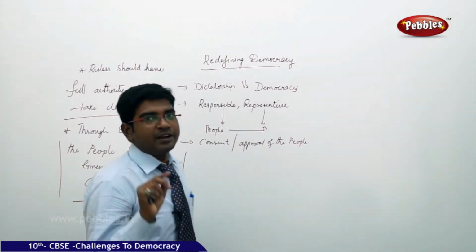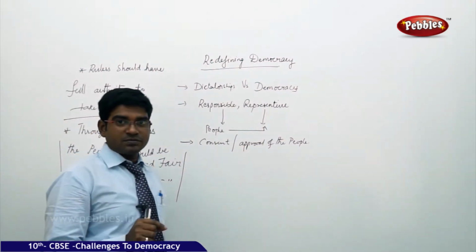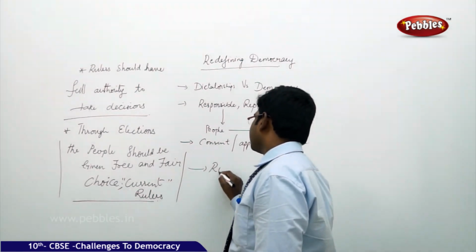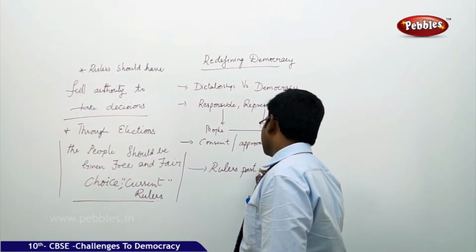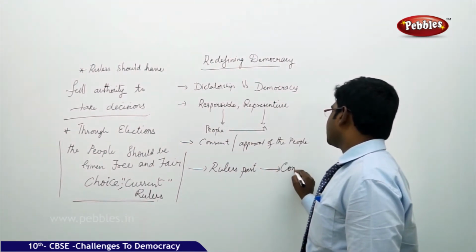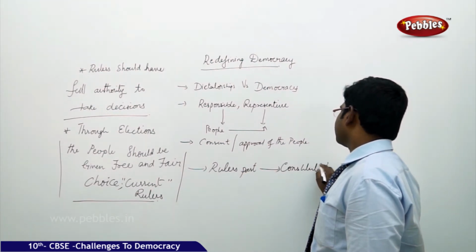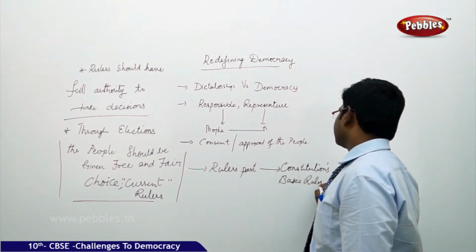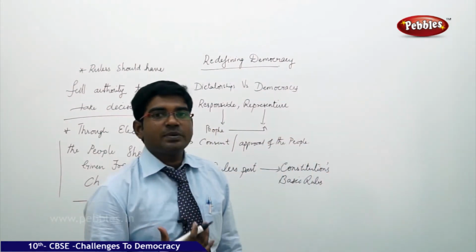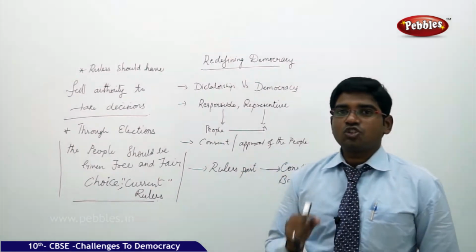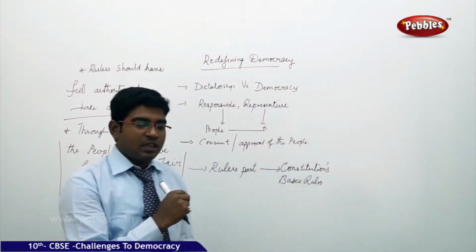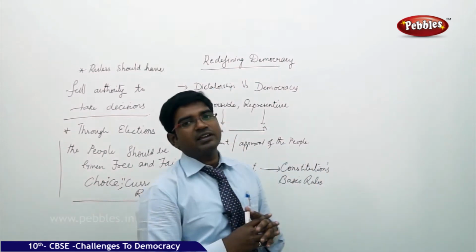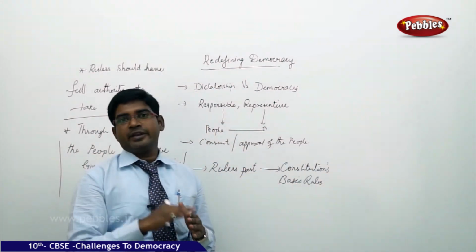And as I told you earlier, democracy does have certain limitations, but these limitations should be on the ruler's part. The ruler's part should be restricted by the constitution's basic rules. So the constitution's basic rules have to be questioned clearly, and people should be given the choice to elect leaders freely and fairly. We should have a clear alternative. For example, if you don't like the existing rulers, you need to understand clearly that you have the choice of another alternative.